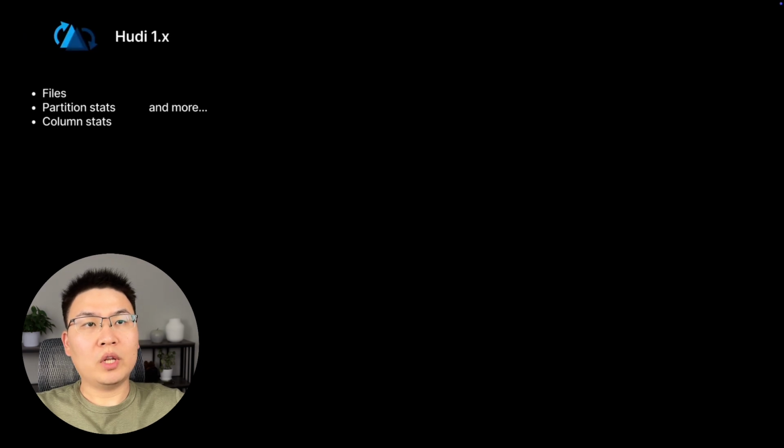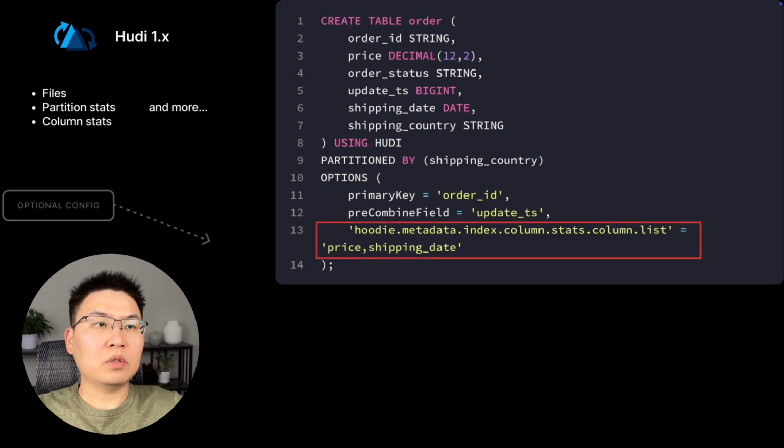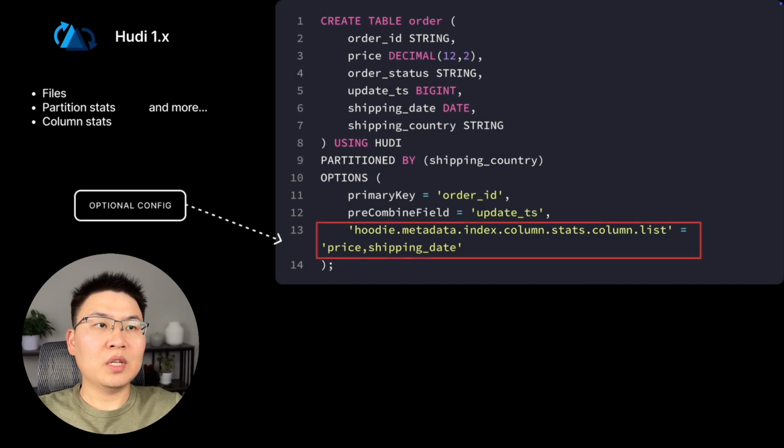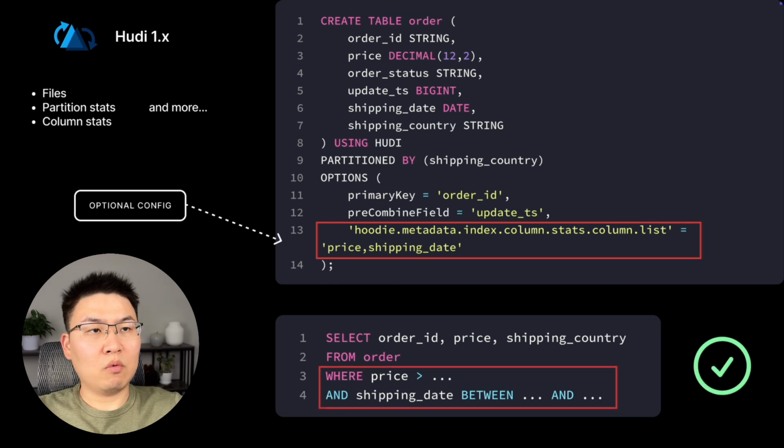Since Hudi 1.0, the files, partition stats, and column stats are enabled by default. You can configure the Hudi table to only build indexes for the frequently used columns in your SQL predicates. That will precisely improve your most common analytical queries without the overhead of maintaining indexes for too many columns.